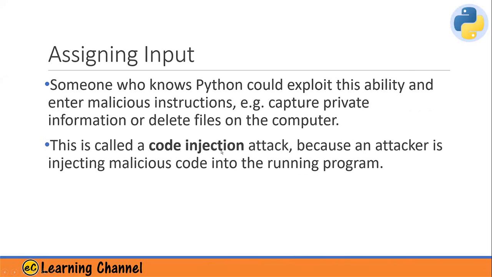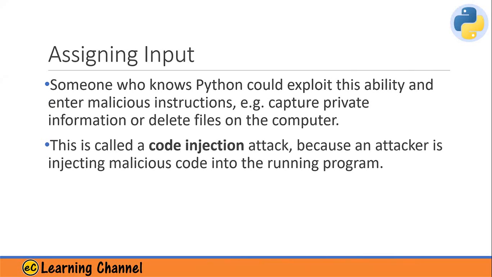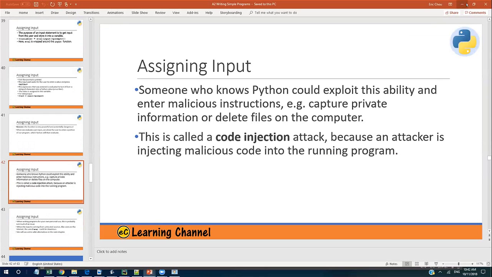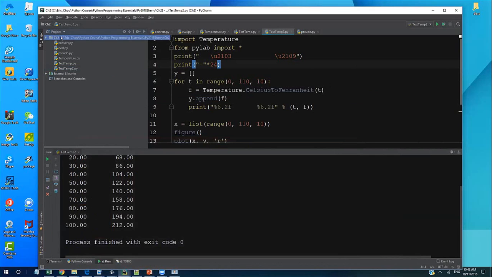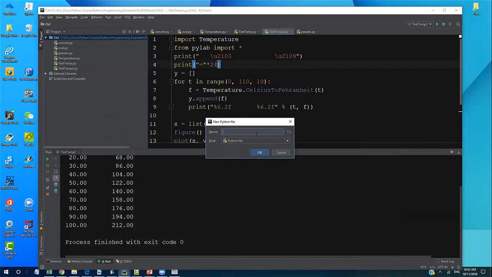Okay. The last page says the function is very powerful and potentially dangerous. But what does potentially dangerous mean? Why? Because if you have a wrong input format, the program may be dead. So for example, I don't want to see my program die.